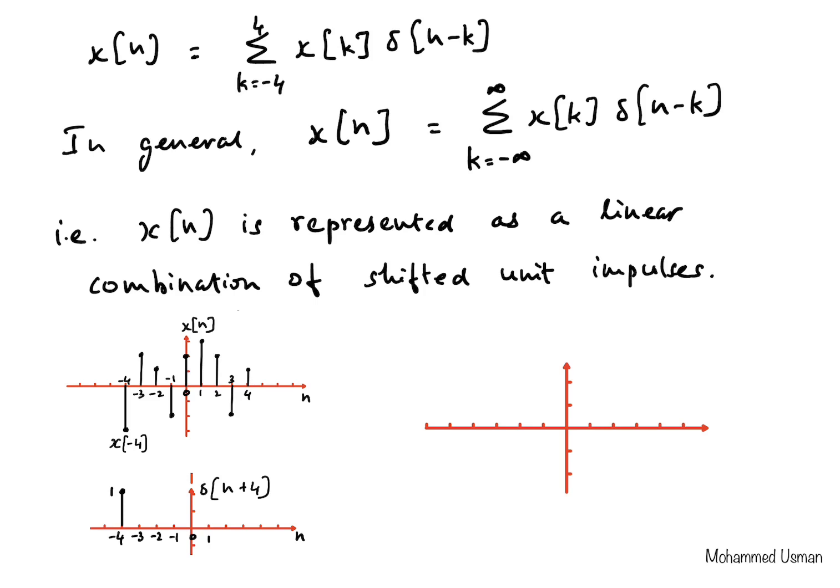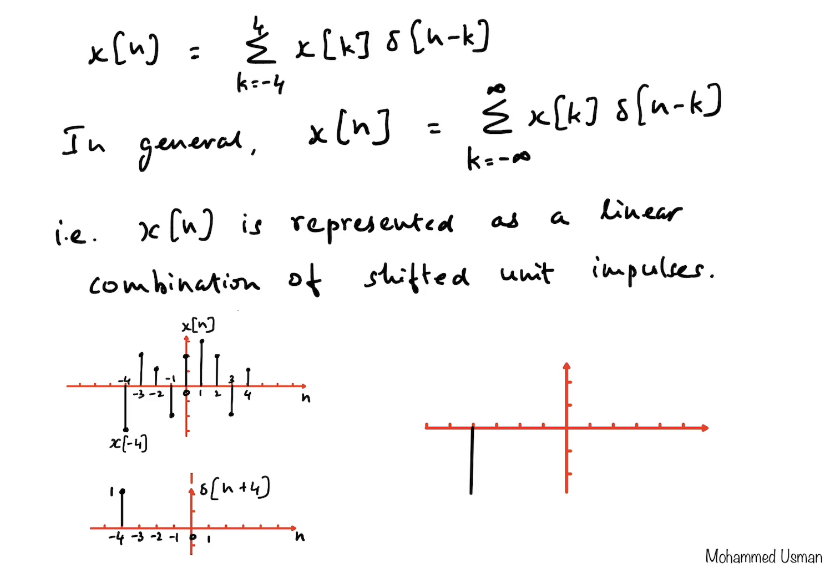So at n equal to, that's minus 1, minus 2, minus 3, minus 4. So at n equal to minus 4, we'll have this value like this, because that is the only value of n for which you have a non-zero value for delta, right? So when this argument is k equal to minus 4, that is the only value for which this delta of n plus 4 is non-zero. So x of minus 4 times delta of n plus 4 will give us exactly what is available at x of minus 4.